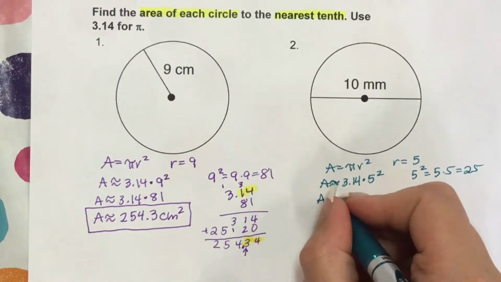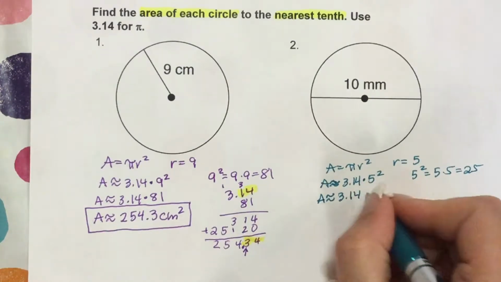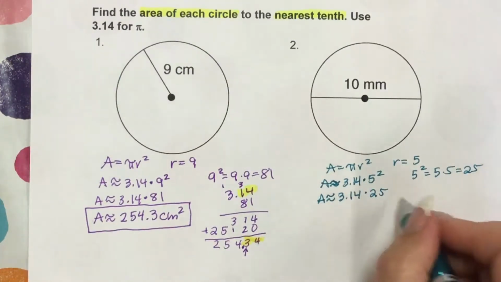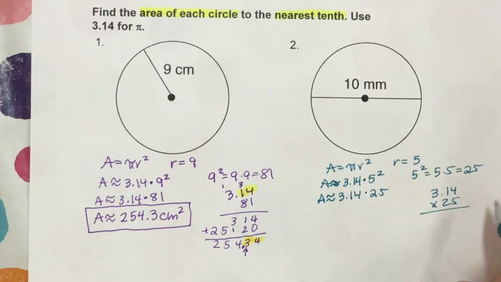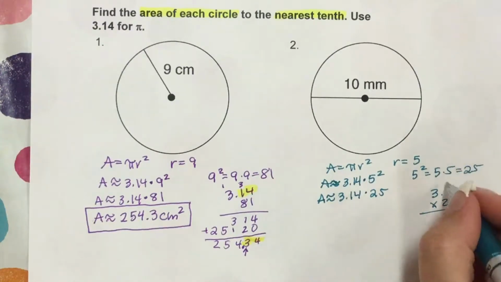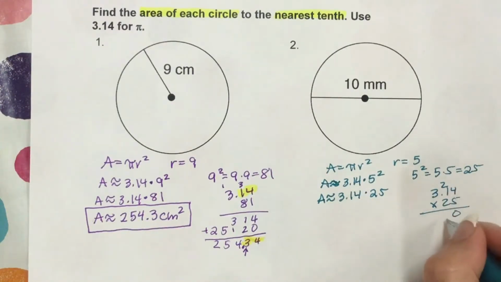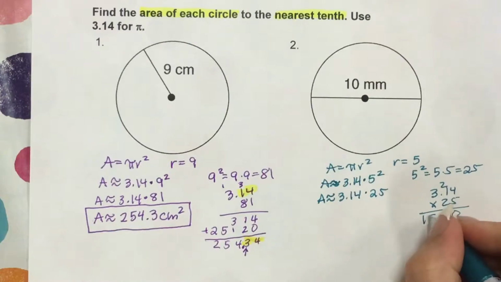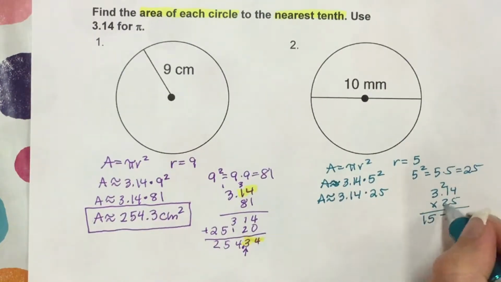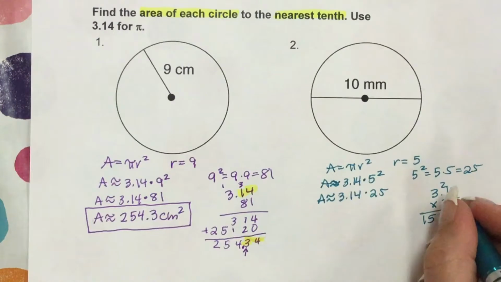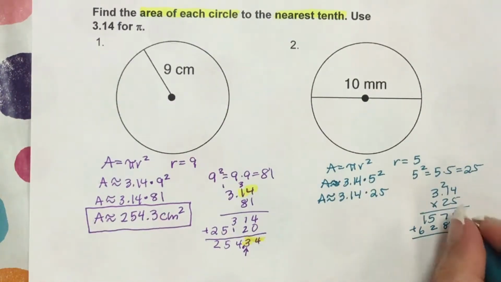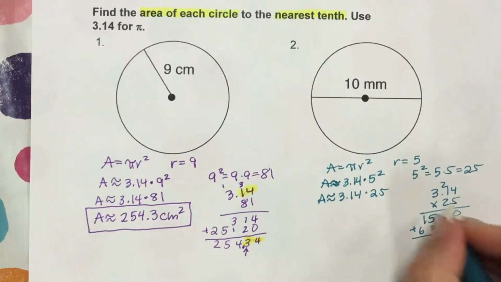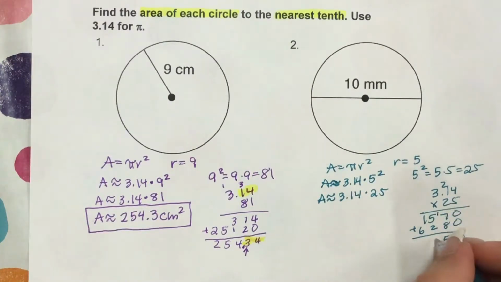So that means the area is approximately 3.14 times 25. And we're just going to do that math really quick. 3.14 times 25. 5 times 4 is 20. Write the 0, carry the 2. 5 times 1 is 5, plus 2 is 7. 5 times 3 is 15. Write the 0. 2 times 4 is 8. 2 times 1 is 2. 2 times 3 is 6. Okay, then we add 0 plus 0 is 0. 7 plus 8 is 15. Write the 5, carry the 1. 5 plus 2 is 7, plus 1 is 8. And 6 plus 1 is 7.